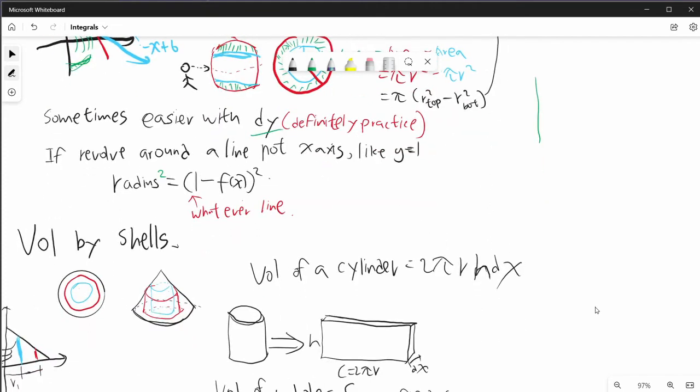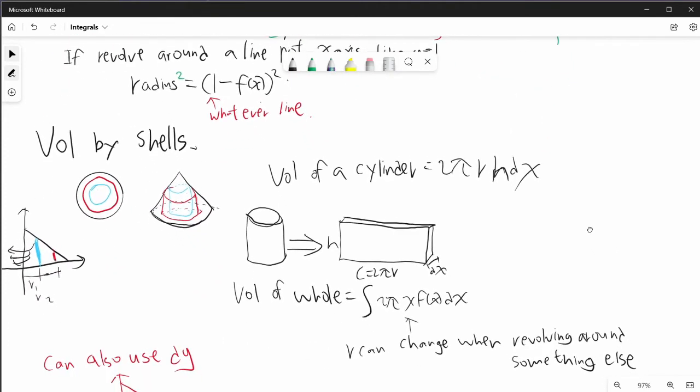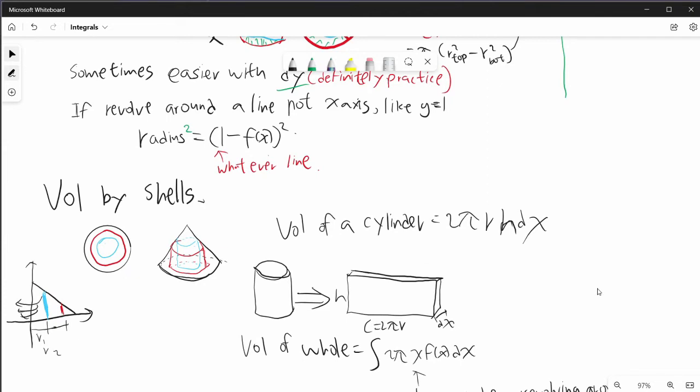And then we move on to volume by shells. This is another way to think about how to calculate the volume by revolving.